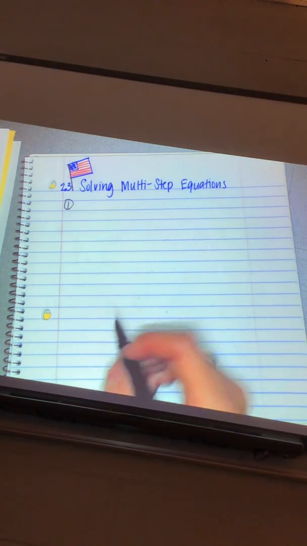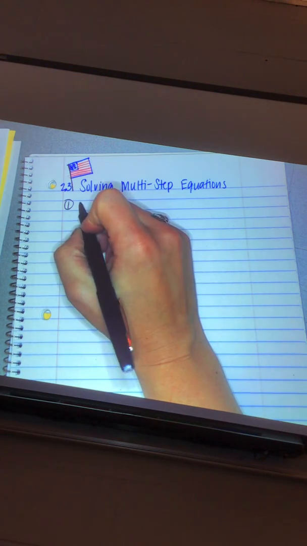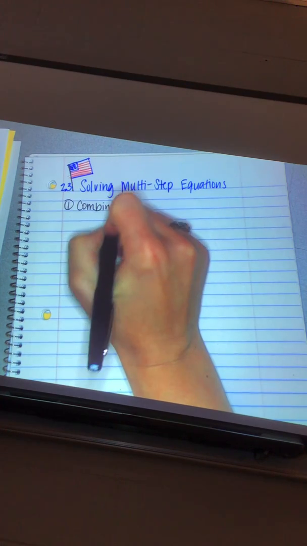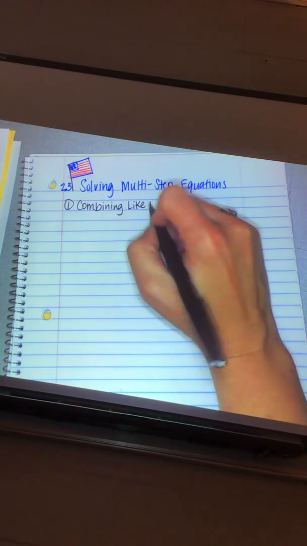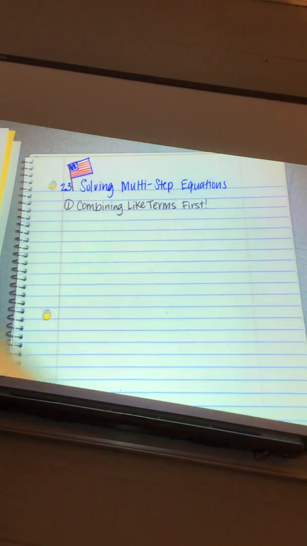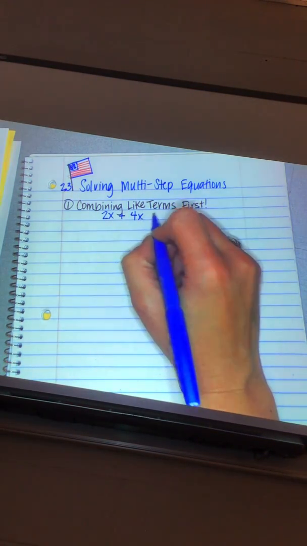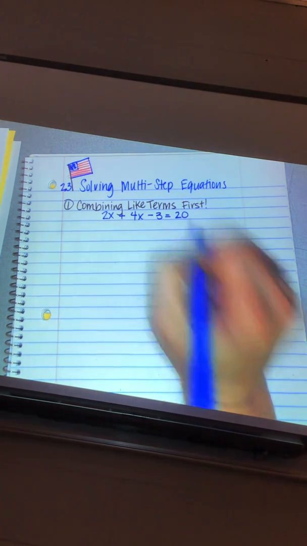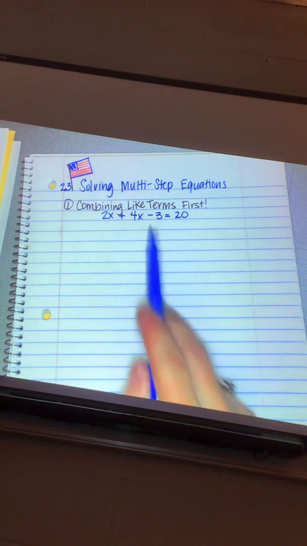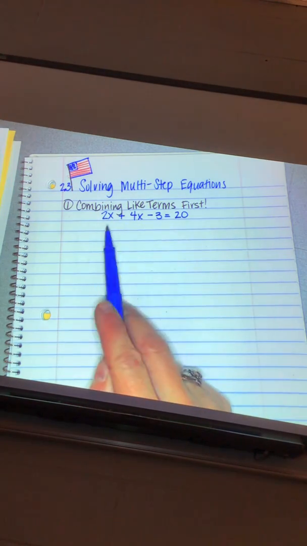The first thing that you always need to look for is combining like terms. Do this first. Okay, so here's an example. You have 2x plus 4x, and then it's like minus 3 equals 20. When I say combine like terms, look on the sides of the equal sign. Is there anything that you can combine first before you start subtracting or adding that will get some steps out of the way really simply?